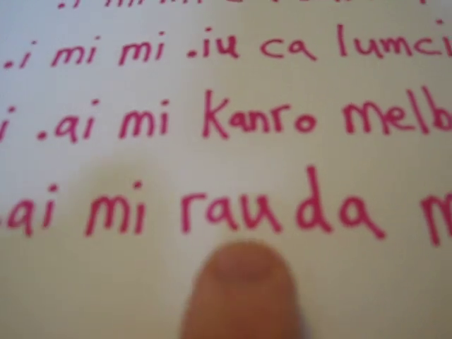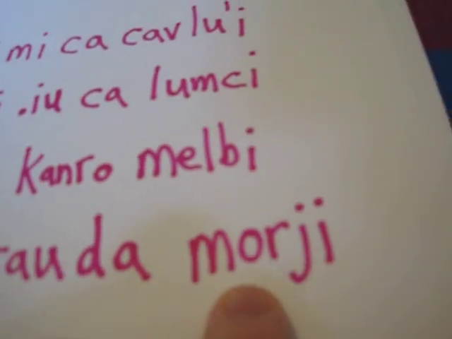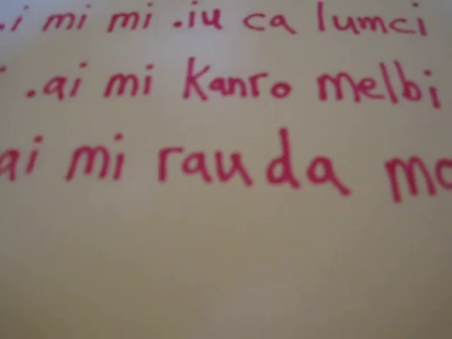Alright, E, next sentence. I again, me again, rao. This is an interesting word, rao. Rao means the perfect number, just the right number. Not too many, not too few. Da just means something. So this means just the right number of things. The first place is me, and the second place is just the right number of things. Morji, remember. So the second place of morji is facts about the world. So I'm remembering just the right number of facts about the world.